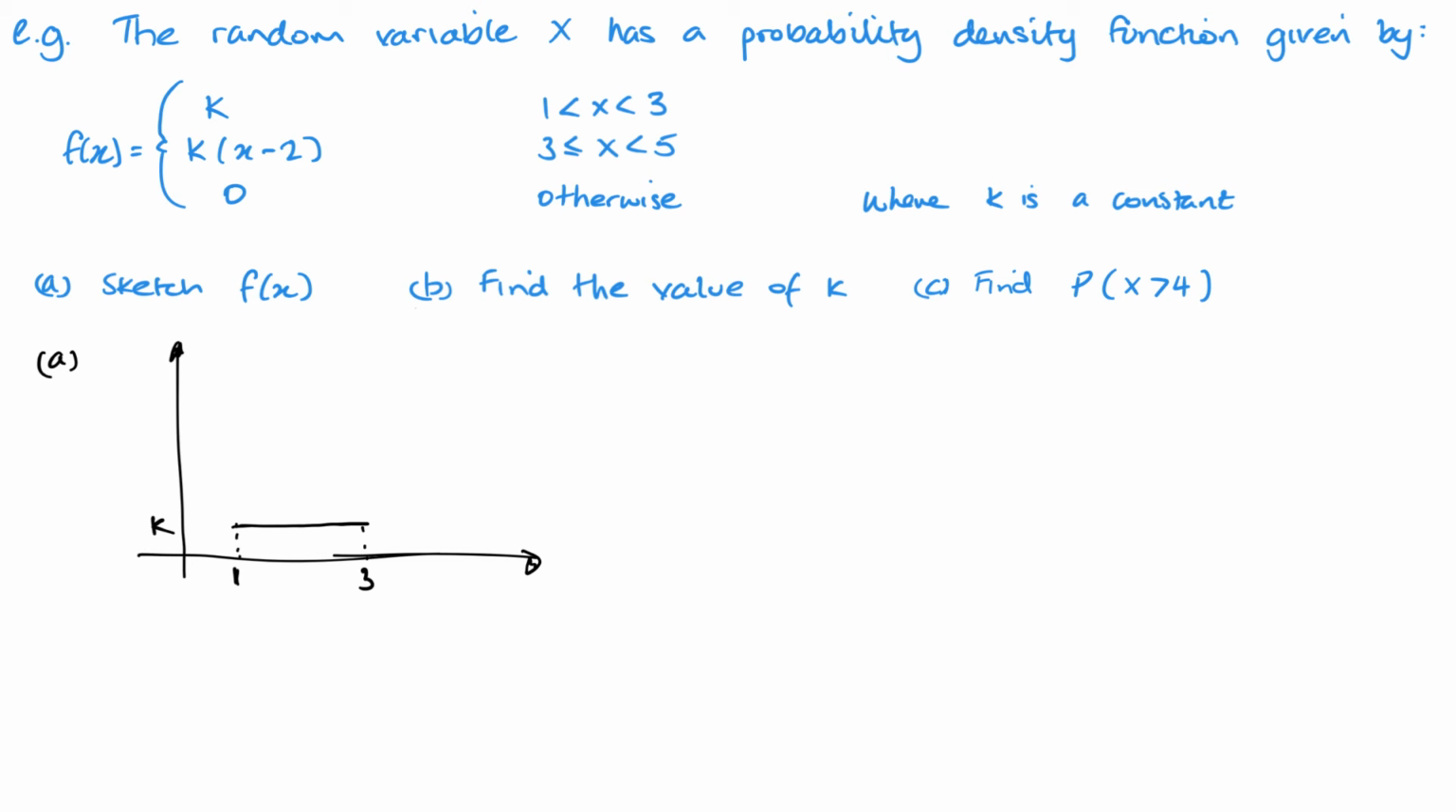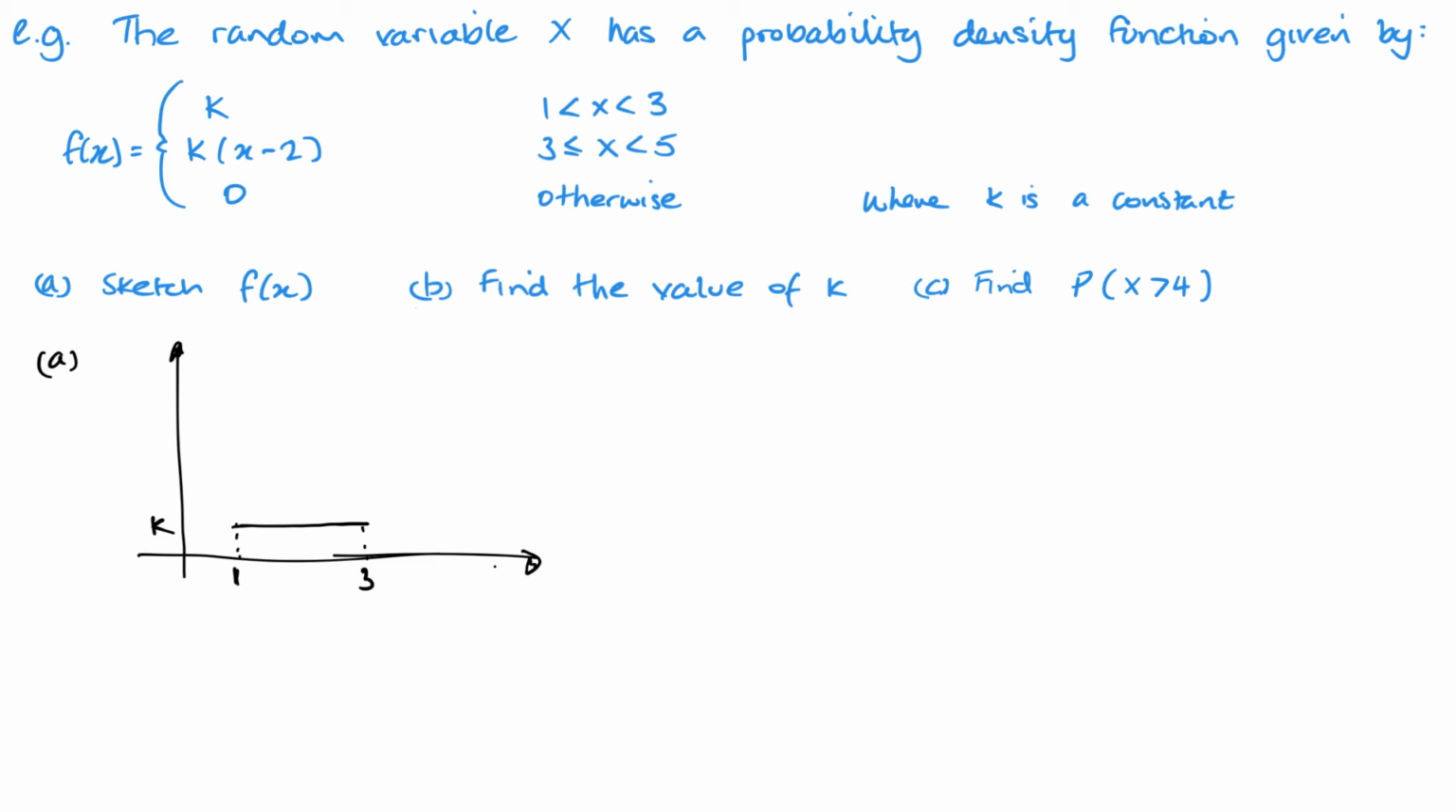Now for my second one, you can see here we're between 3 and 5. If I substitute 3 in, we get 3 minus 2, which is 1, 1k. So it's actually going to start right here, which is where the other one finished. And that, I would say 99% of the time, is how these work. It's going to be linear. We're going to finish with 5. So 5 minus 2 is 3, 3k.